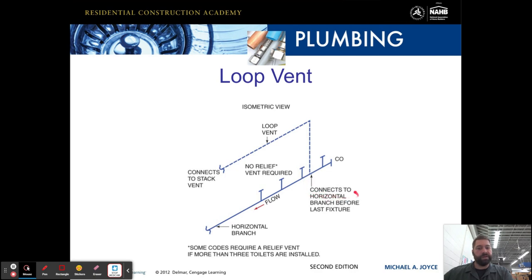And this, just like the circuit vent, connects to the horizontal branch before the last fixture. So here's our last fixture, here's our clean out, here's our horizontal branch coming down through, fixture, fixture, fixture. And you can see that the difference is that this doesn't have the relief vent like the circuit vent did right here.